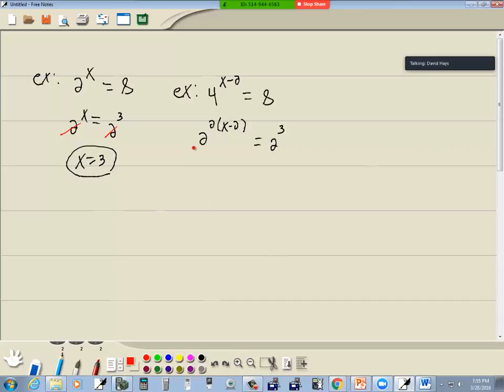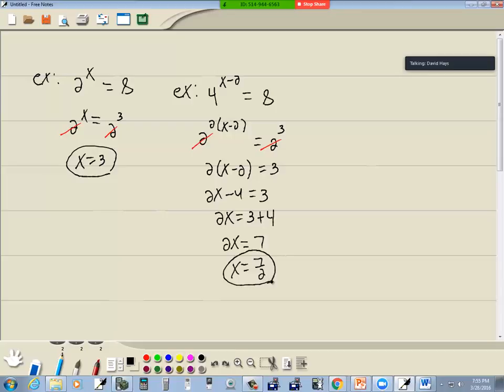Well, now since they're both 2 to a power, the 2 is going to cancel. And we'll have 2 times x minus 2 is equal to 3. So you set the exponents equal to each other. Now I can solve this. 2 times x is 2x. 2 times negative 2 is negative 4 equals 3. Take the negative 4 over and it becomes a positive 4. And that gives us 7. Divide both sides by 2, and we get x is equal to 7/2. And that'd be our answer.